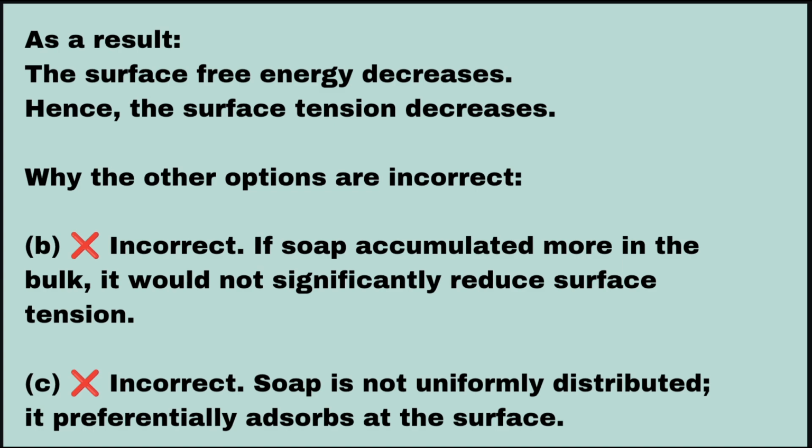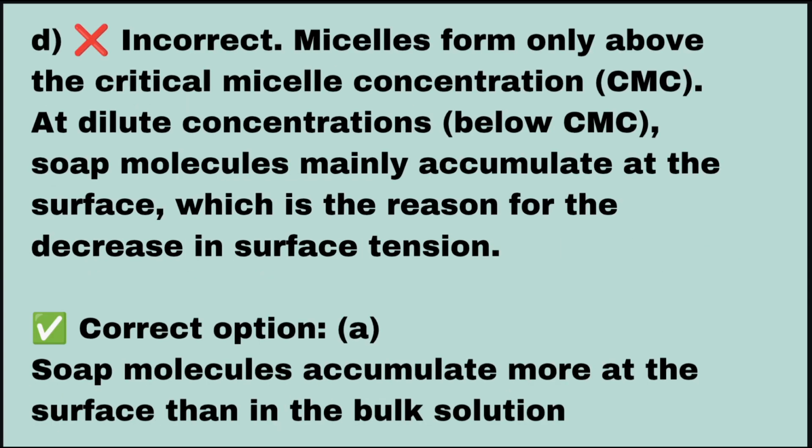Why the other options are incorrect? Option B is incorrect because if soap accumulated more in the bulk, it would not significantly reduce surface tension. Option C is also incorrect because soap is not uniformly distributed. It preferentially adsorbs at the surface. And next, option D is also incorrect because micelles form only above the critical micelle concentration, CMC. At dilute concentrations below CMC, soap molecules mainly accumulate at the surface, which is the reason for the decrease in surface tension. And the correct option is option A.